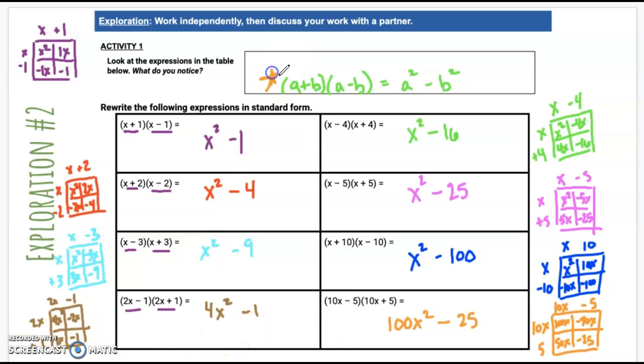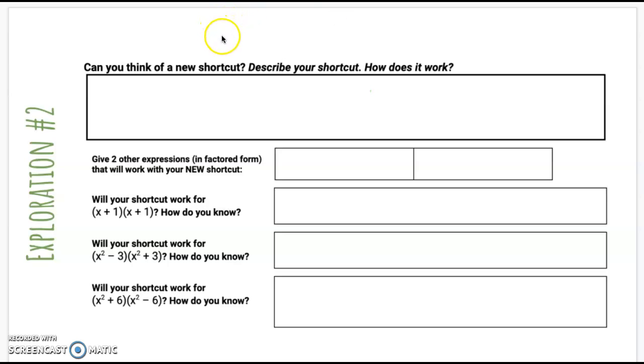All right, so we've got this other special pattern here. When you have two binomials being multiplied together that have opposite signs, but your terms are matching terms, then you have this difference of two perfect squares, right? Where those middle terms add to make 0, or they eliminate one another. All right, so can you think of a new shortcut? Describe your shortcut and how does it work?